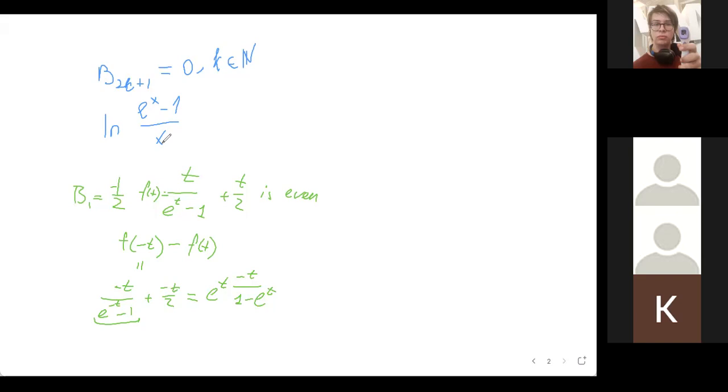Multiplied by e to the power of t, and there will be plus. Sorry, I think that it's not necessary. Like 1 minus e to the t, minus this.